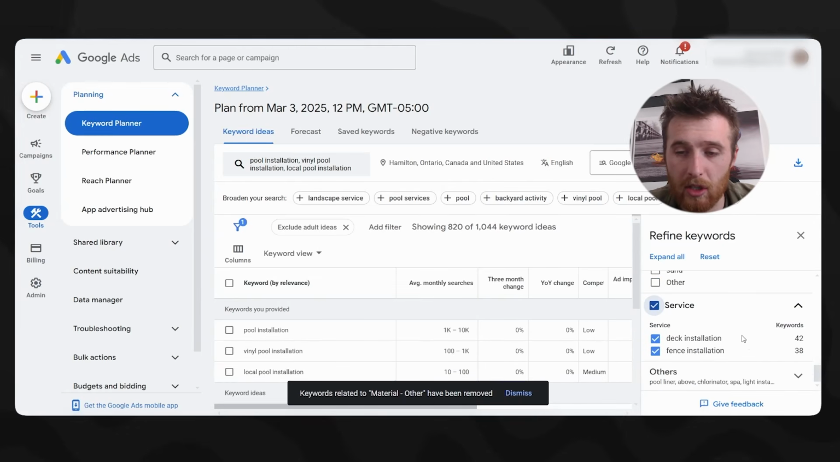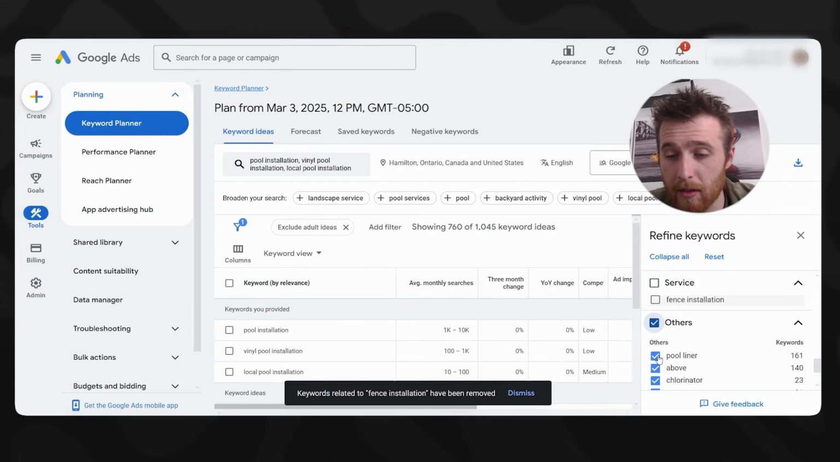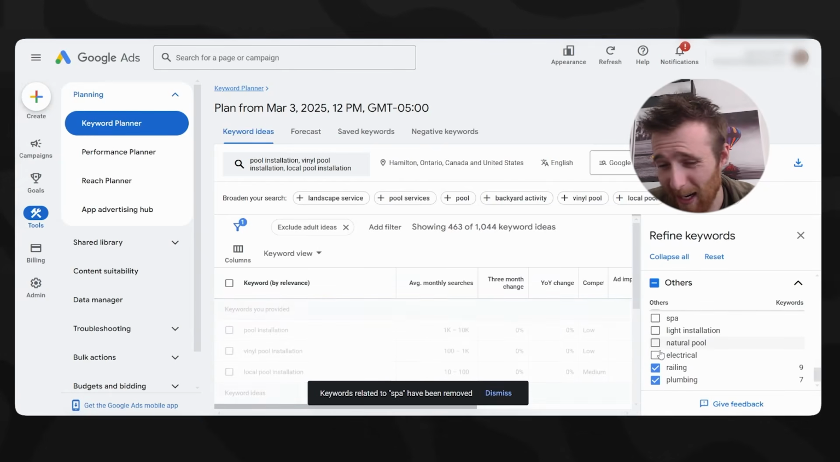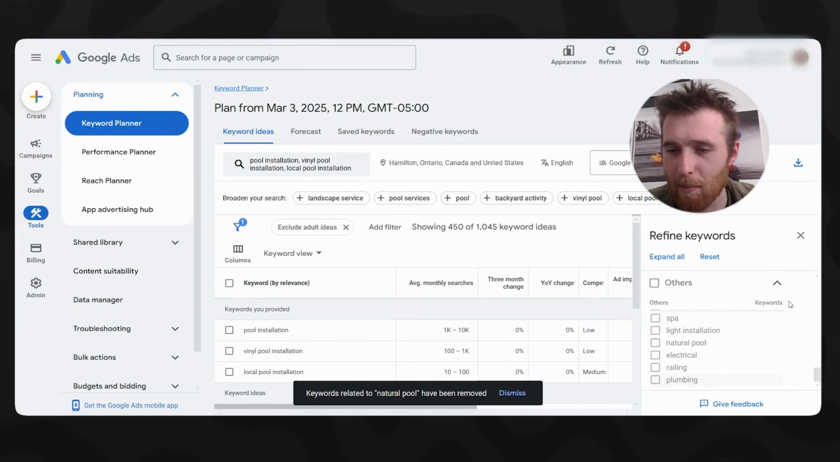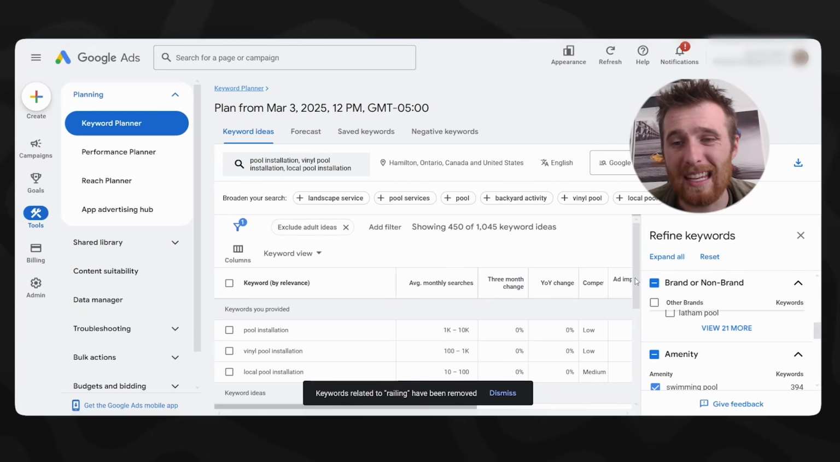Now the service section, as you can see, there's 42 different keywords for deck installation and fence installation. Maybe we don't offer that or do that, so we can get rid of them as well. Pool liners, a lot of companies don't want to do pool liners. Above ground, chlorinated spa. I'm not sure if this company that I'm making up in my head is doing this or not. I'm just going to remove it for the sake of example here. But as you can see, now we're already down to 450 keywords, and it's a lot easier to manage.